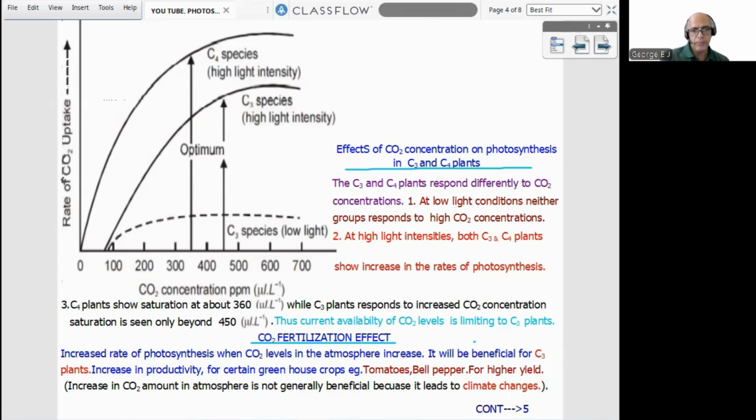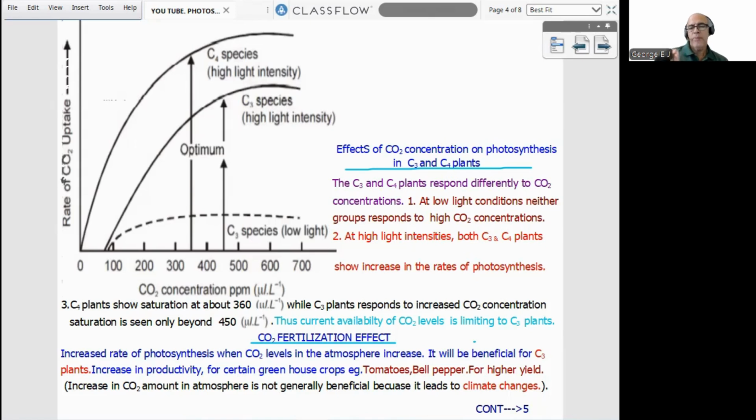So, there will be an increase in productivity for certain greenhouse crops. And the two examples given in NCERT under greenhouse crops are tomato and bell pepper, a usual question, and they will be able to produce higher yield. But there is a side effect. An increase in carbon dioxide amount in the atmosphere is not generally beneficial because it leads to climatic changes.